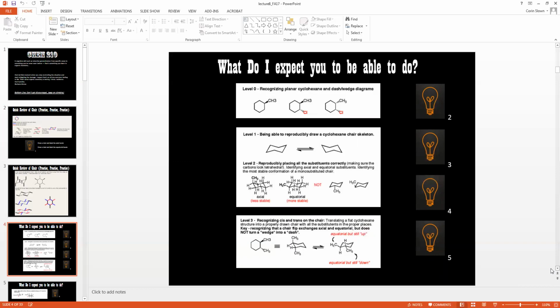When you get to level 3, I expect that you're going to be able to recognize cis and trans on a chair. So remember, cis is on the same side, trans is on opposite sides. Right? The idea is when I do a chair flip, which is what's shown here, notice my methyl group that is up on my chair on the left still is up on my chair on the right, except now it's equatorial, whereas for my chair on the left it was axial.